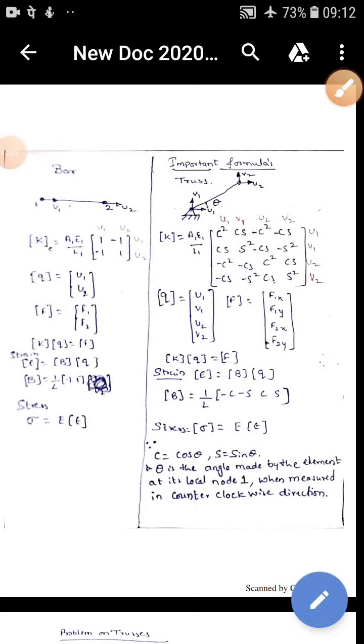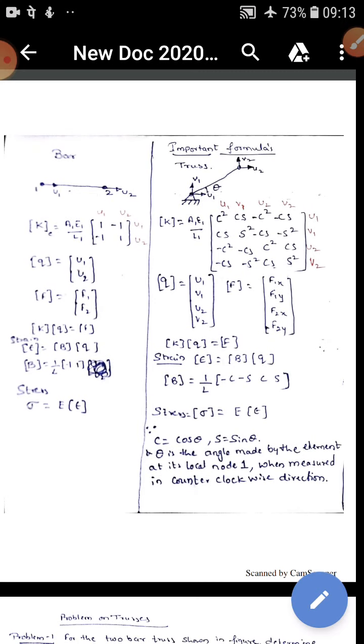Hello students. Today I'll go ahead and solve a problem on a bar element, truss element, two-dimensional truss element. In the previous session, we have discussed the derivation of this truss element, the 2D derivation, and we have determined the stiffness matrix for that 2D truss element. Okay, I will just recall the similarity between bar and truss, and then we'll solve it.